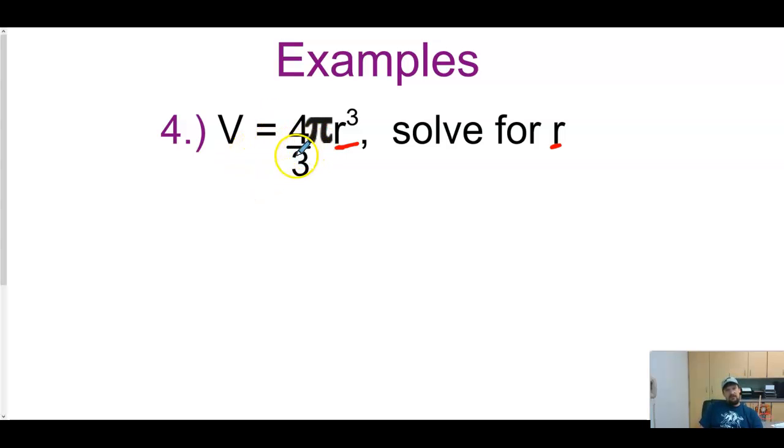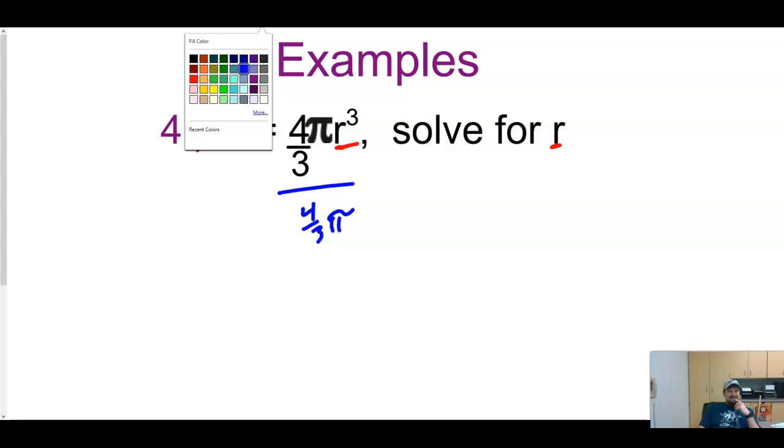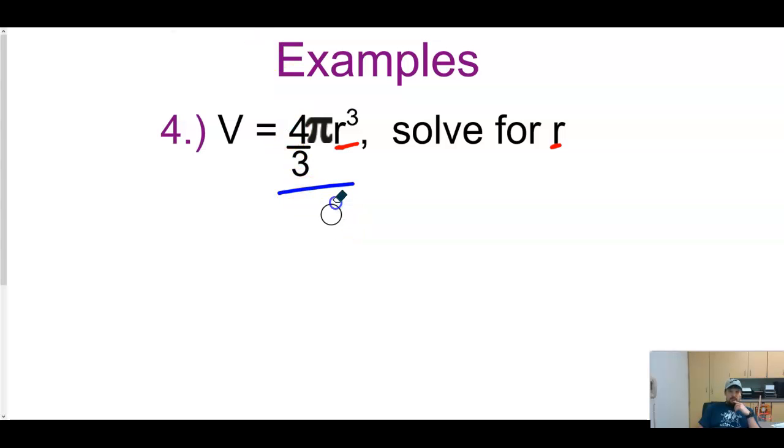Alright, first thing I am going to do, technically you're probably thinking, can I just divide by 4/3 pi and be done? We don't like to divide by fractions. So the first thing I'm going to do is get rid of this fraction. And if you can recall, if I have a fraction times a variable, the way I get rid of it is by multiplying by its reciprocal.